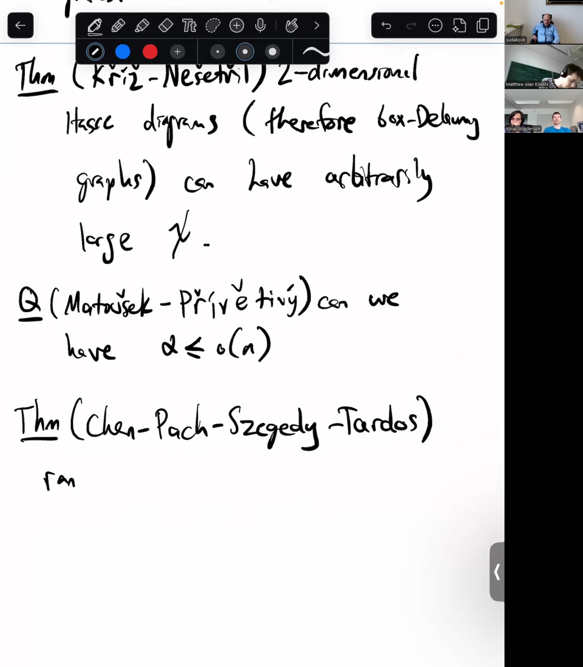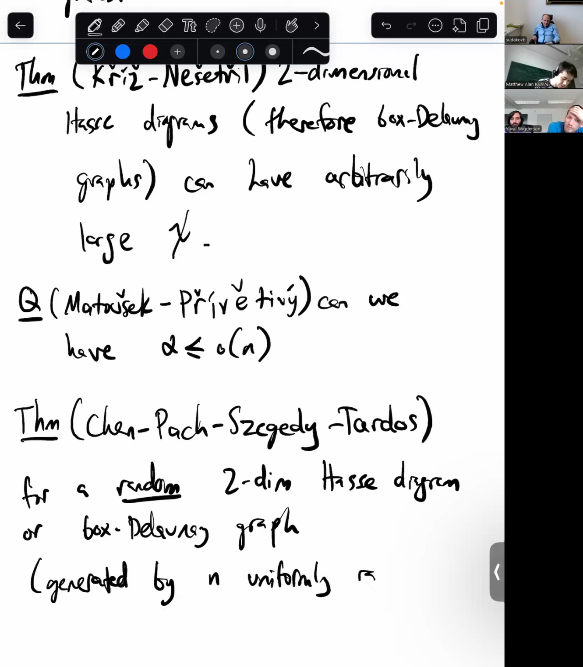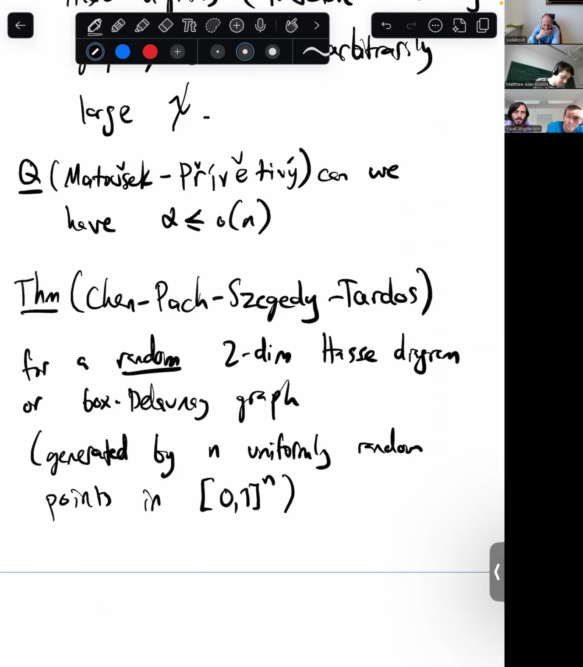So for a random two-dimensional Hasse diagram or a box-Delaunay graph, as you might imagine, it's generated by n uniformly random points in the unit square. Yeah, so I just independently take n samples of a uniformly random point of the unit square. Then with high probability, should the exponent be 2 rather than n? Yes, it should definitely be 2 rather than n.